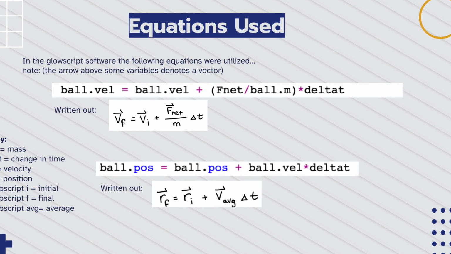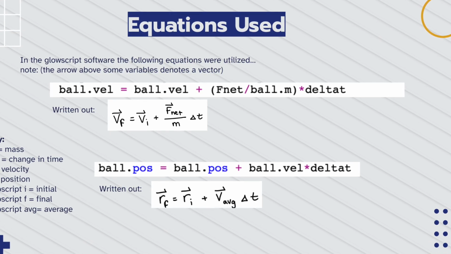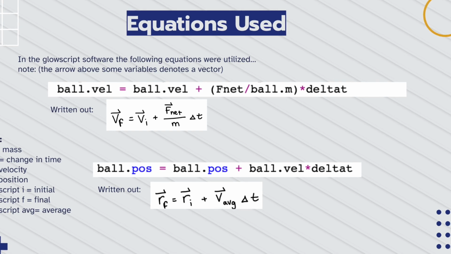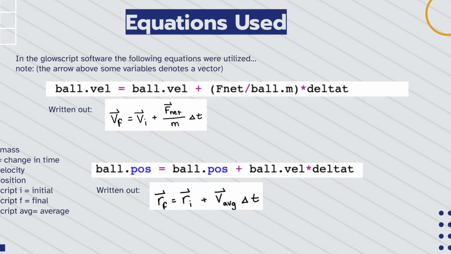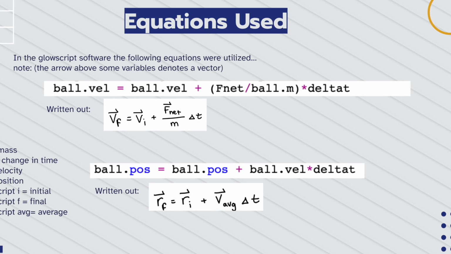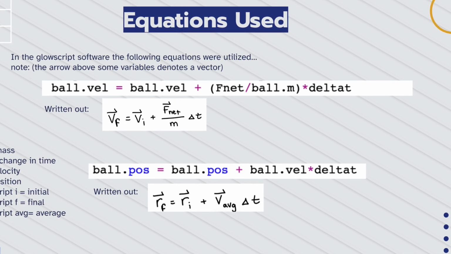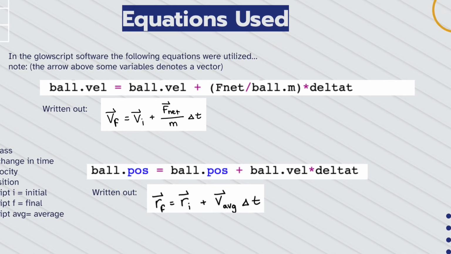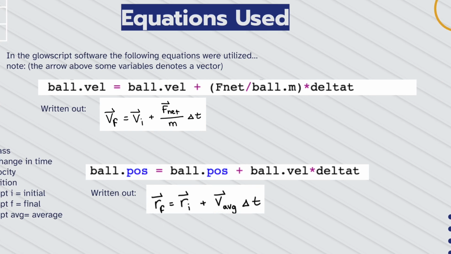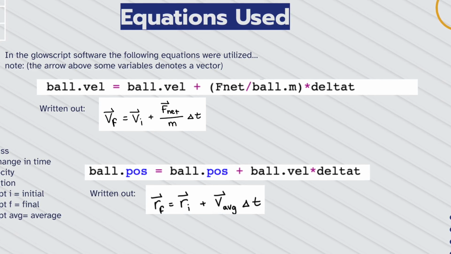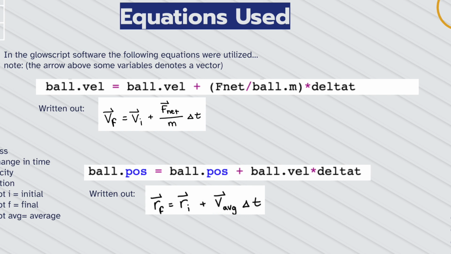Written out, the first equation is the final velocity vector equals the initial velocity vector plus F net over m times delta t. Additionally, the second equation written out is the final position is equal to the initial position vector plus the average velocity times delta t.